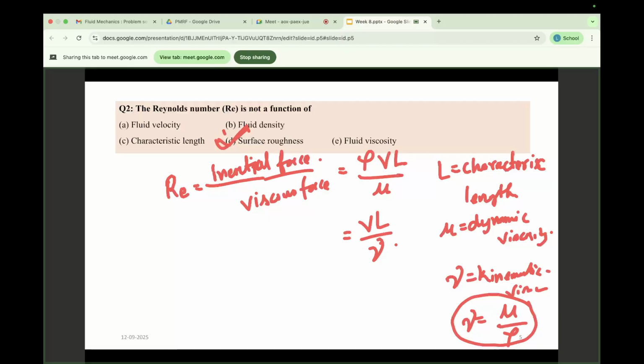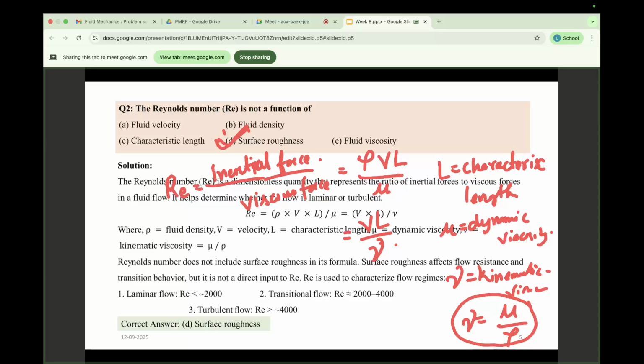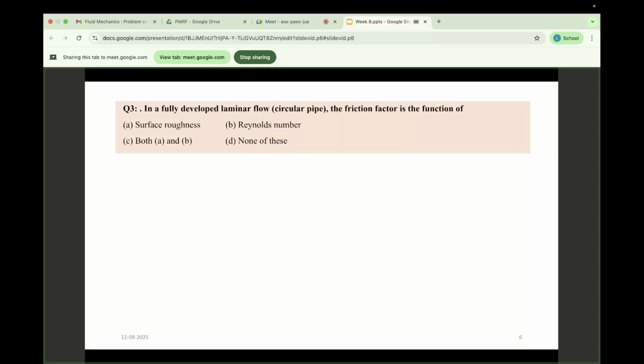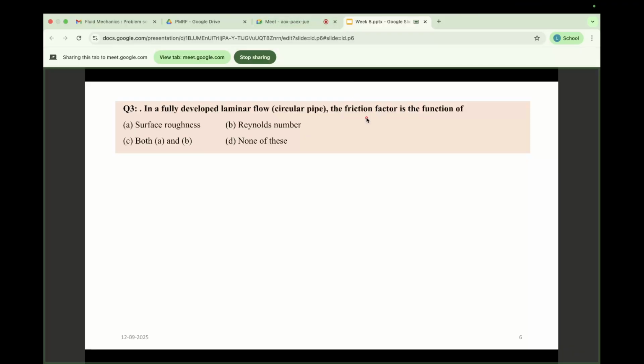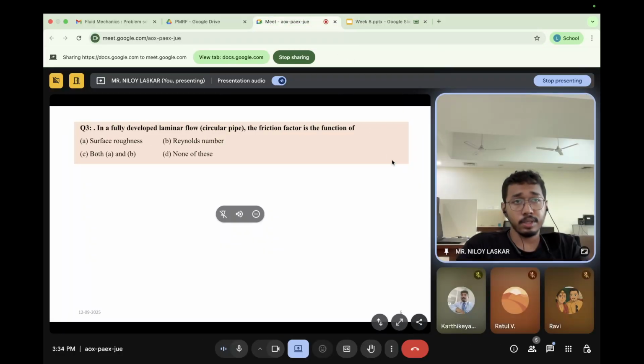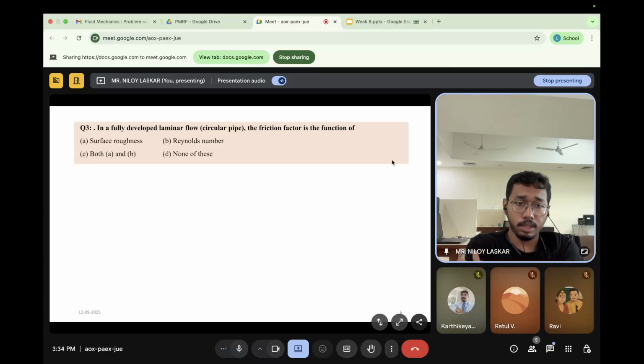So, similar types of question, the next one. Please try to solve this one. Okay, here it is said that there is a fully developed flow in a circular pipe. So it is talking about a circular pipe. Here you have to tell the friction factor, that is f. I hope that you know what the friction factor is. I am giving you 1 minute, and after that I will solve this one for you.